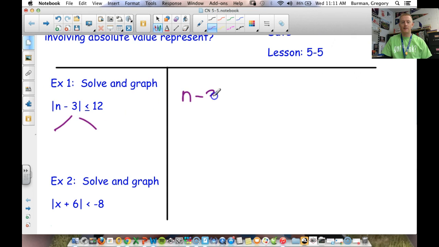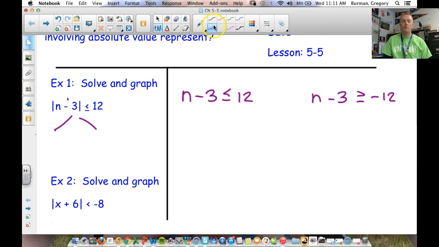n minus 3 is less than or equal to 12, and n minus 3, and we're going to change the sign, is greater than or equal to a negative 12. Now the reason why we do that is because inside here this could be a negative, and to make this a positive we have to divide by a negative, therefore changing the inequality.